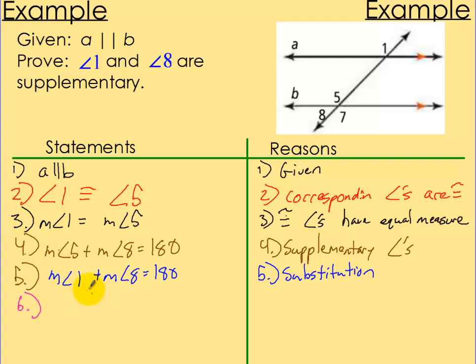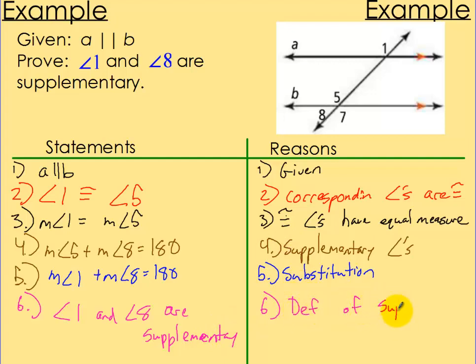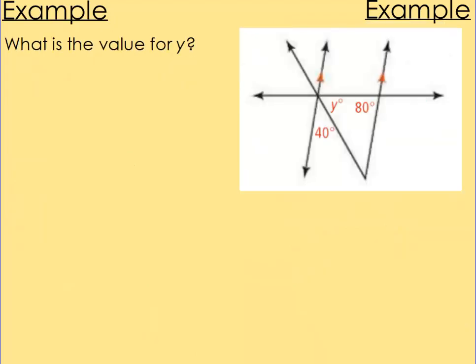Okay, so my last step: angle 1 and angle 8 are supplementary. That's what I wanted to get to. Why? Because it's the definition. So I'm going to say the definition of supplementary. They add up to 180. And that's it.